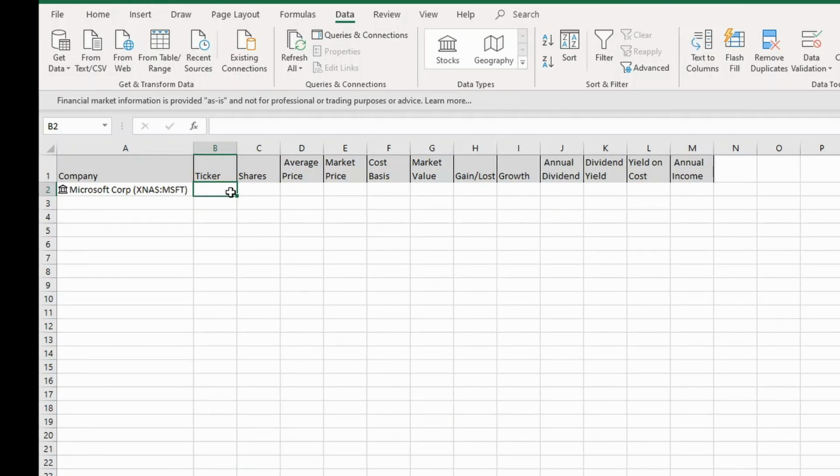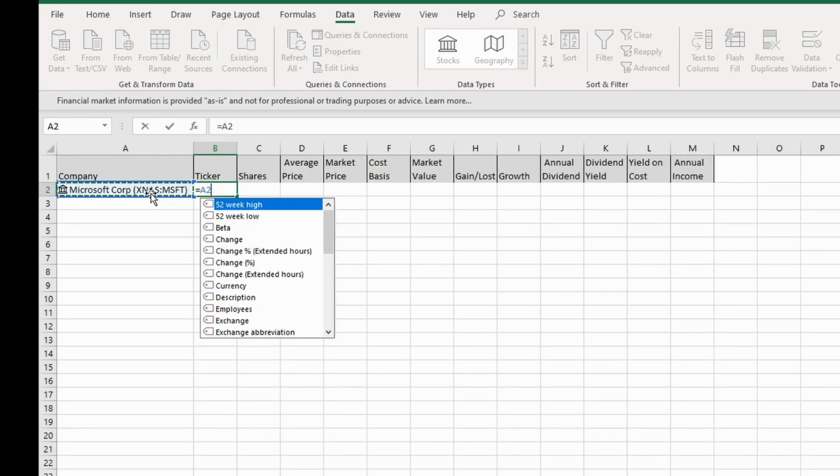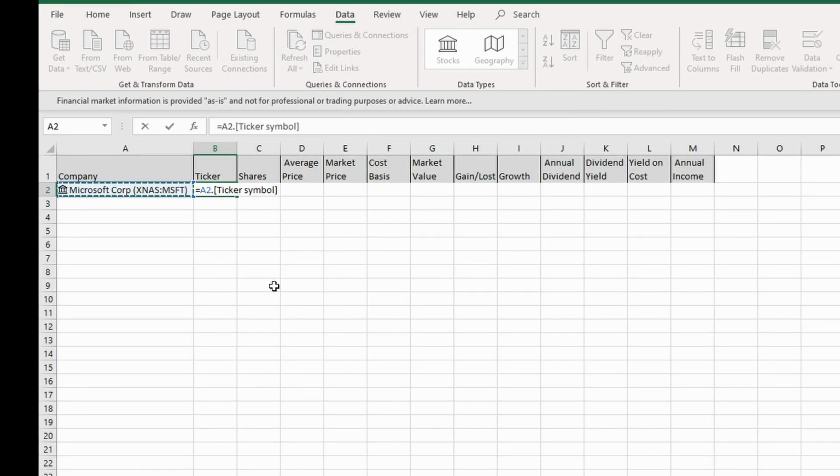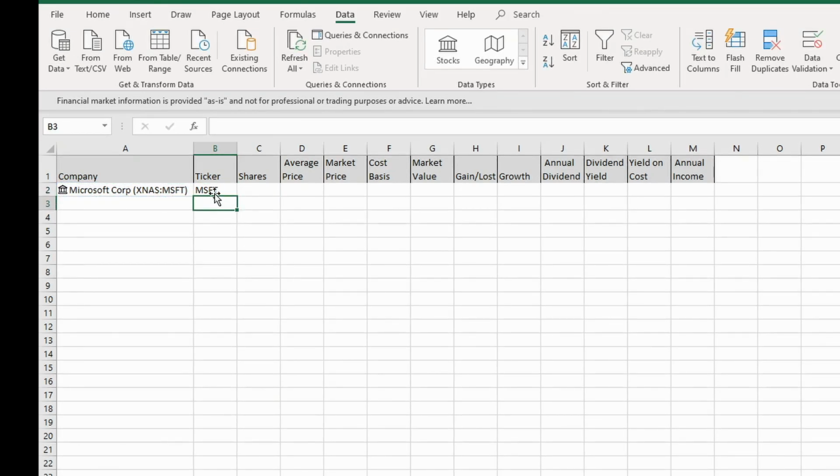So anyway, the second thing over there is the ticker. You press equals, and you click on that so it references it, and you scroll down and you select Ticker and you double click. You press enter, boom, it puts the ticker symbol in there, which is cool.